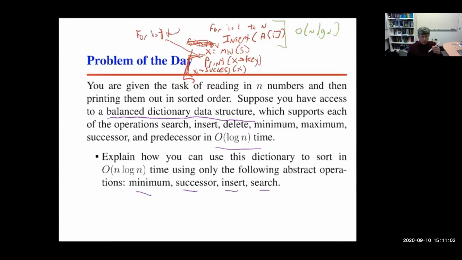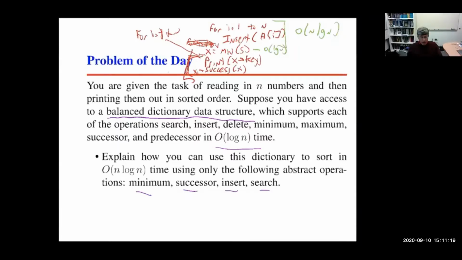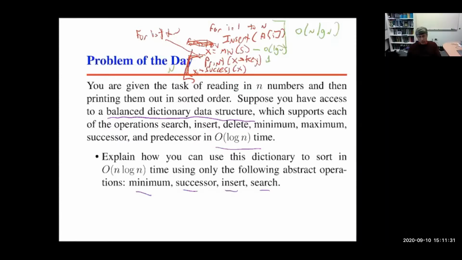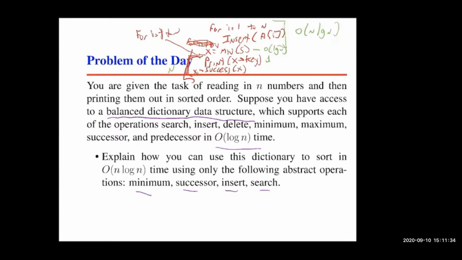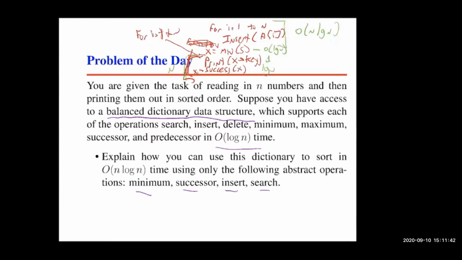Now, how much time will it take to print the elements out in sorted order? I have to find the min. How much time is that going to take? Log n. Okay, log n. And then I've got a loop going around n times, which is going to print the item and find the successor. How much time does it take to print each item? Constant. How much time does it take to find the successor? Log n. What's the total amount of time spent printing and successoring? N log n.